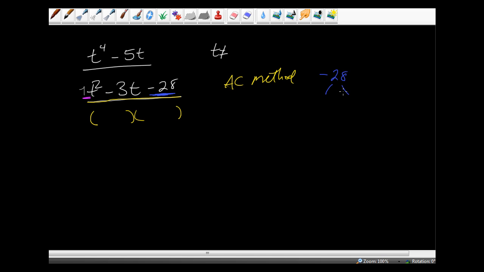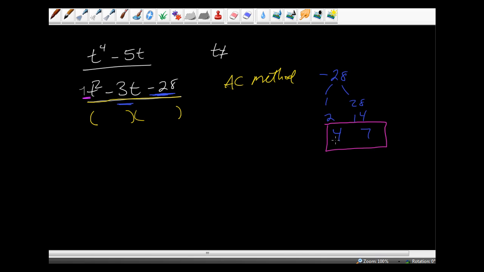And what we want to do is factor negative 28 so that the magnitude of the difference between them is 3, right? So what are all the factors of 28? 1 and 28, 2 and 14. That's not going to give us the difference of 3. 4 and 7. And here is a prime candidate. Right here we have the difference of magnitude 3.